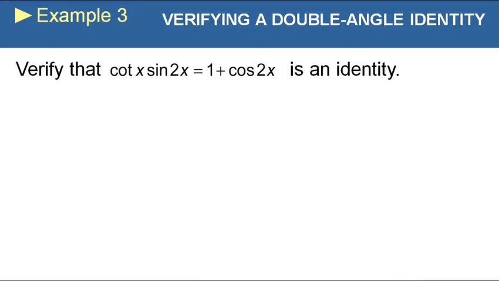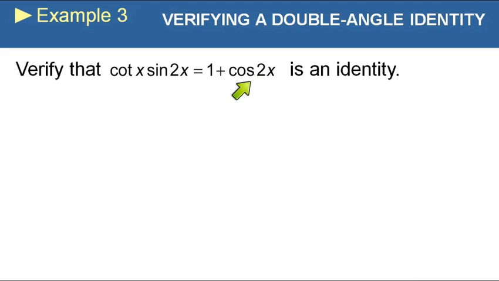Here's our first verify problem. We'll start out with cotangent of x times sine of 2x equals 1 plus cosine of 2x. And we have to decide which side to work with first. I say, since there are 3 different forms of the cosine of 2x, and we don't know which one to use, let's not substitute over here because we might make a choice that makes our work harder. Instead, let's substitute things on the left side, because there's only one thing you can put in the place of sine of 2x, and there's only really one thing you can put in the place of cotangent.